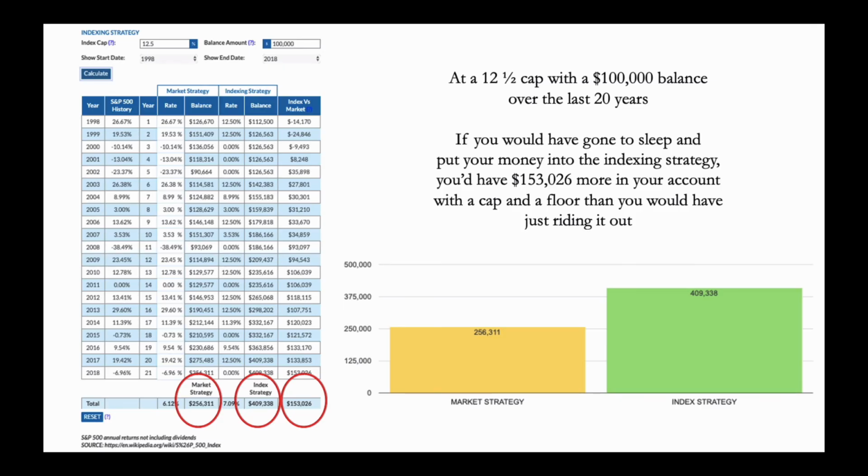This is a comparison of the market strategy and the indexing strategy at a 12.5% cap with a $100,000 balance over the last 20 years. If you'd have just gone to sleep and put your money into the S&P 500 index, you'd have $153,000 more in your account with a cap and a floor than you would have just writing it out.